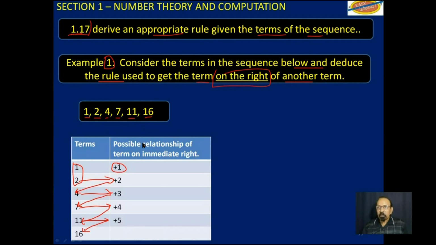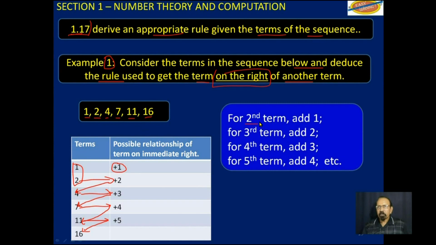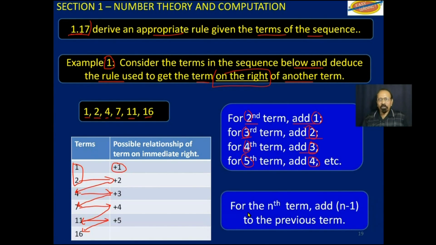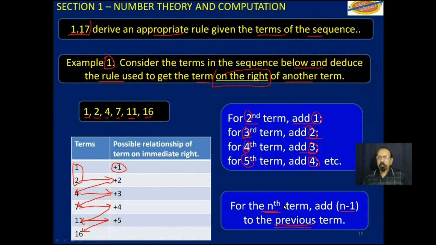So the rule, so let's see. For the second term, you add 1. For the third term, you add 2. For the fourth term, you add 3. And for the fifth term, you add 4. So it seems like for the nth term, you will add n minus 1 to the previous term. That is the rule we came up with. Look at it again and see if you think that's fine.